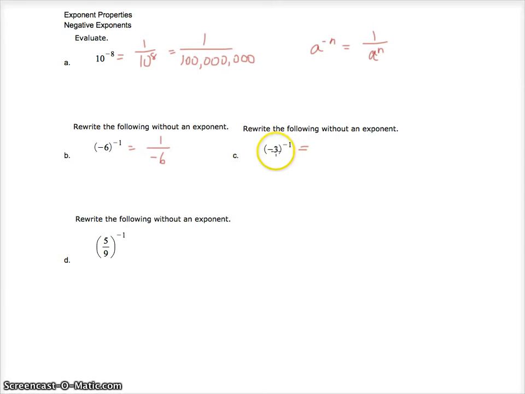For letter C it works similarly. I'll have negative 3 to the negative 1 power, which is 1 over negative 3. In part D, I have 5/9 to the negative 1 power. Well, when I have a fraction form, I'm going to just swap these around. So I'm going to use the process, but my 9 and my 5 switch, so it becomes 9/5 to the 1 power. Let's look at one more example.